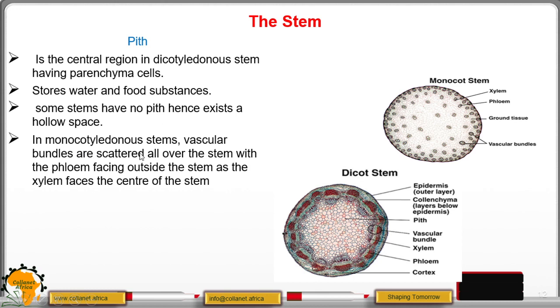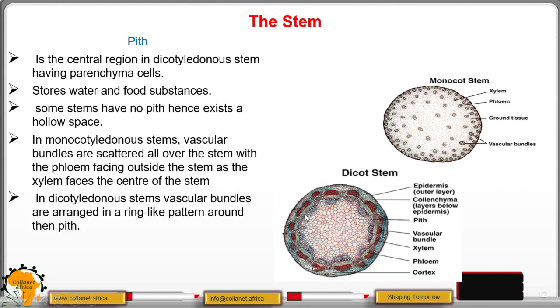In monocotyledonous stems, the vascular bundles are scattered all over the stem with the phloem facing outside as the xylem faces the center of the stem. So this is the monocot. The vascular tissue is just distributed everywhere. You have the xylem facing the center, and behind the xylem is the phloem.